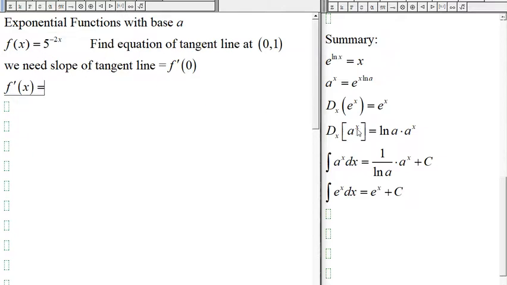So if we have 5 to the x, then the derivative would be just ln 5 times 5 to the x, but here we have negative 2x, and so we have to use the chain rule. So this would be ln 5 times the same thing, 5 to the negative 2x, and then times the derivative of the negative 2x. So we get ln 5, and then times 5 to the negative 2x, and then times negative 2.